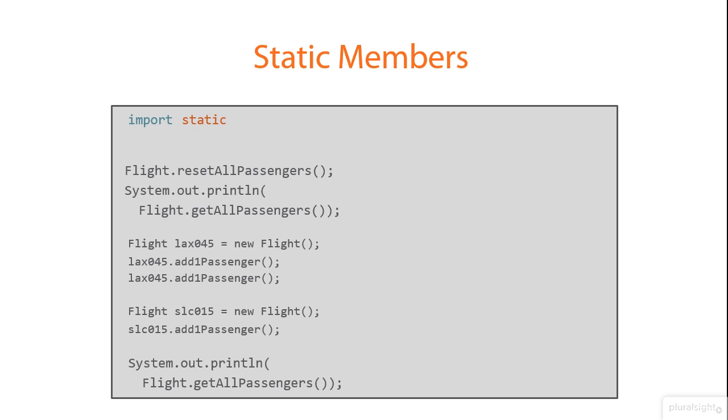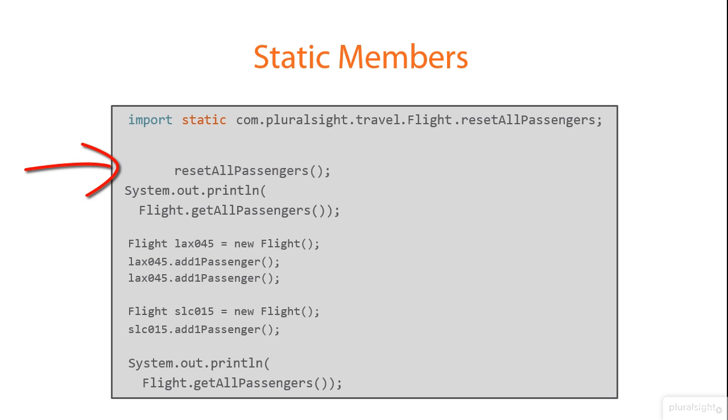In this case, we include the word static. So this is a static import. We then give it the package name, dot the class name, which is our flight class, and then we also include the member name. So reset all passengers. Now where we say flight.resetAllPassengers, that can simply become reset all passengers. The import statement allows us to use just the method name.